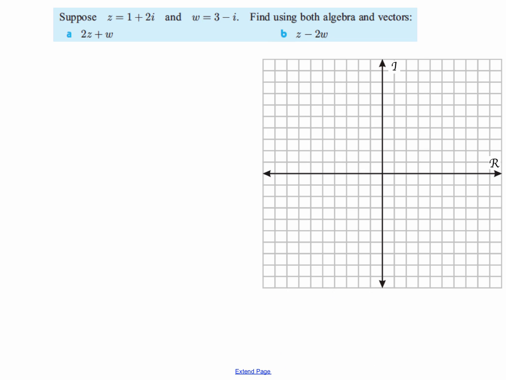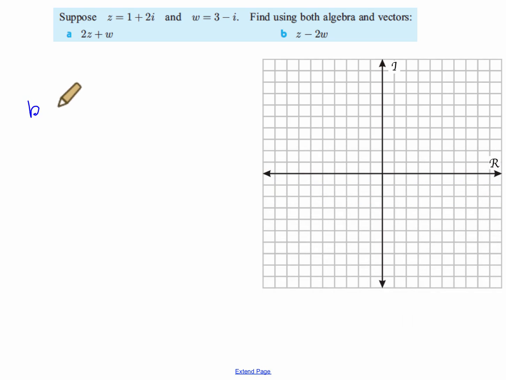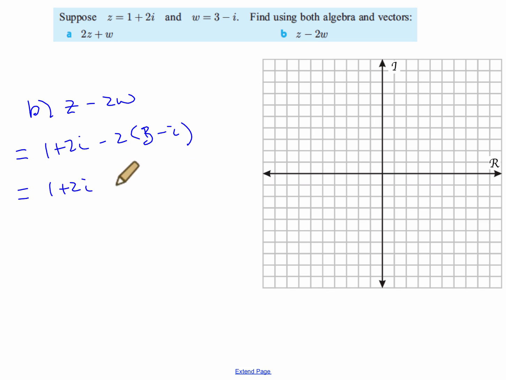Let's go ahead and do B, a bit of the more complicated one. B, Z minus 2W, algebraically is equal to 1 plus 2i minus 2 times 3 minus i, which is 1 plus 2i minus 6 plus 2i, which is negative 5 plus 4i.